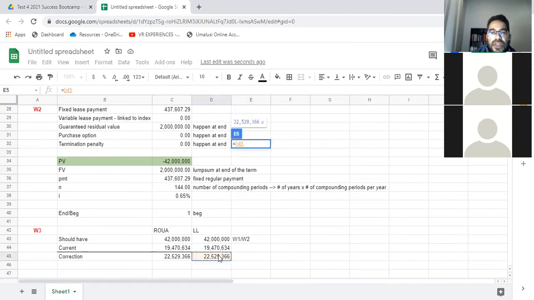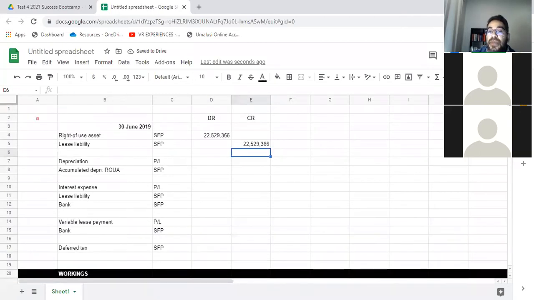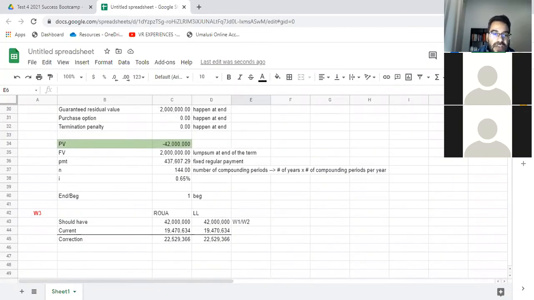So same thing with the lease liability. The lease liability is increasing. The lease liability is a liability. A liability increases on the credit side. Okay, so that's what we're doing. The journal entry balances. There was no need to actually do both calculations. You could have just had it for one.